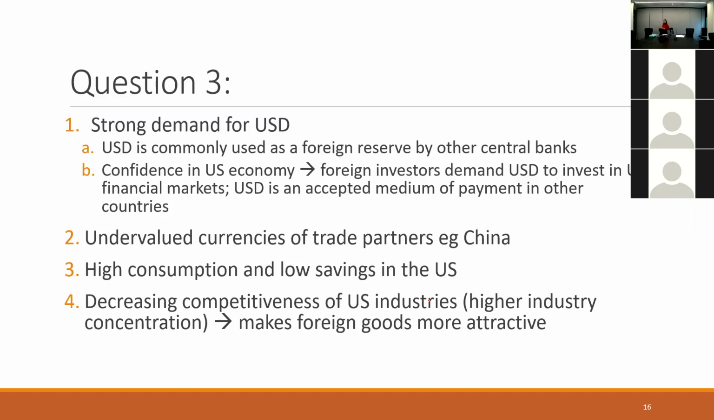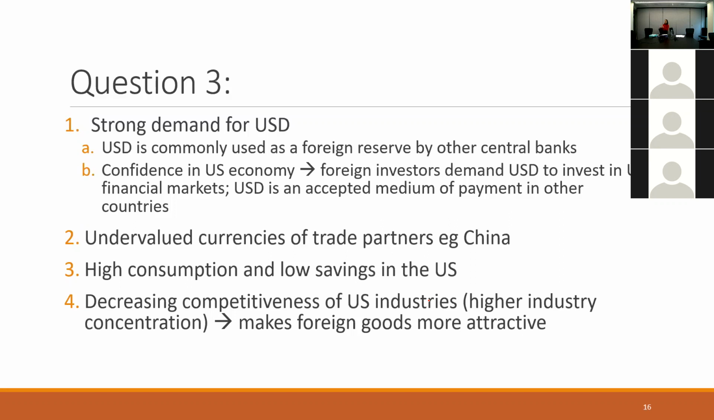Finally, over the past few years, US industries have also seen a higher level of concentration, meaning that it's very common now for an industry to have one or two big players, and the other players are much less powerful, right? So as a result, US industries become more monopolistic over time. And as you have a monopoly in place, the prices of goods and services will also be higher, right?